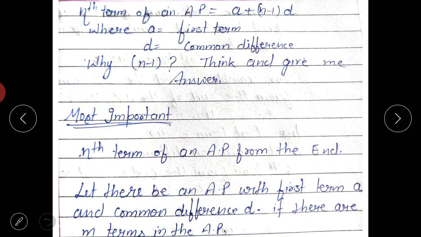Apart from this, the important thing is the nth term of an AP from the end. If the last term of any AP is given and you are asked what should be the 10th term, the 8th term, or the 9th term from the last. So consider an AP with first term a and common difference d, and there are m terms in the AP. Number of terms is m, not n. We are considering here the number of terms as m.